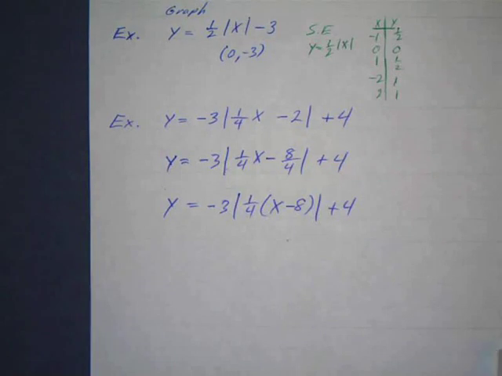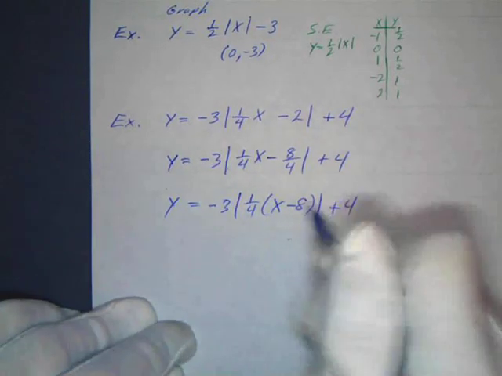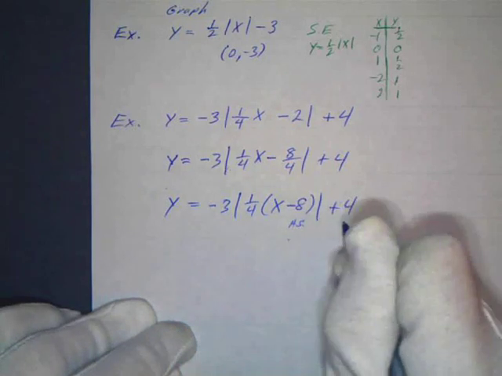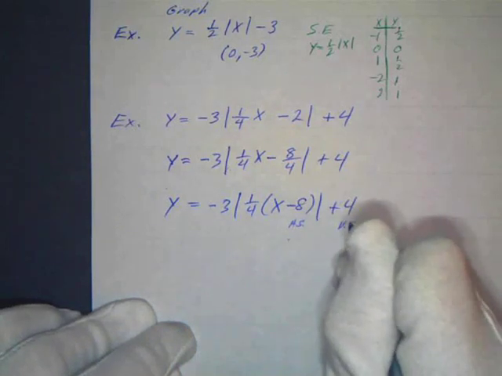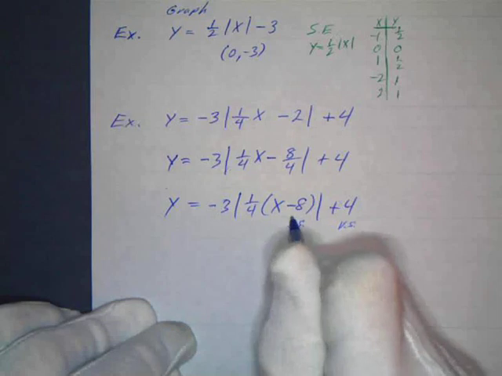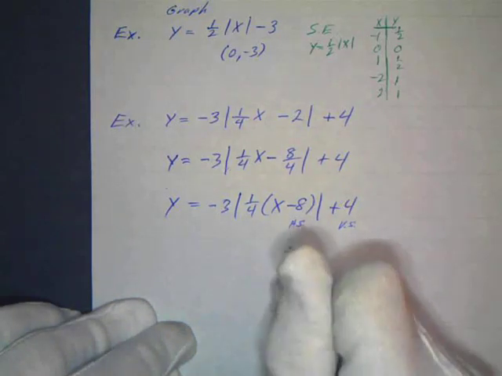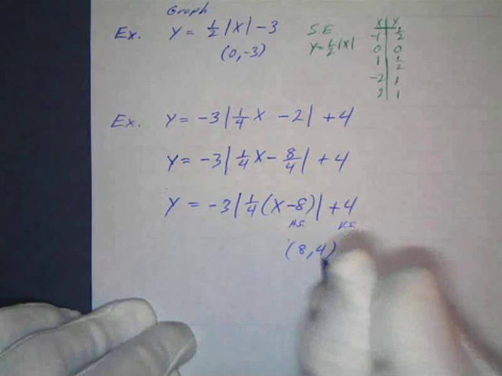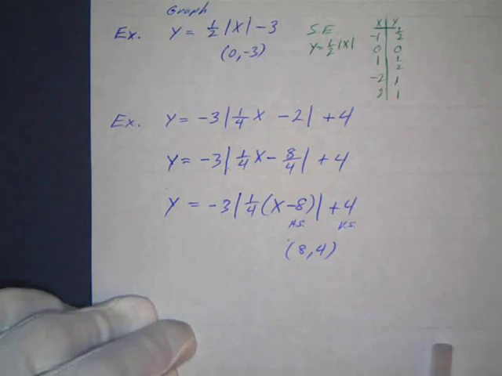I can see that this is going to be my horizontal shift. Negative, opposite sign. This is the vertical shift, and we say that's the same sign. So opposite sign, same sign. So my horizontal shift will be 8, and my vertical shift will be 4. And then this is my shape equation over here.